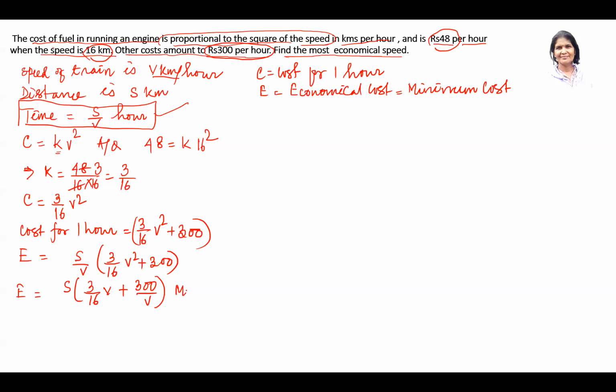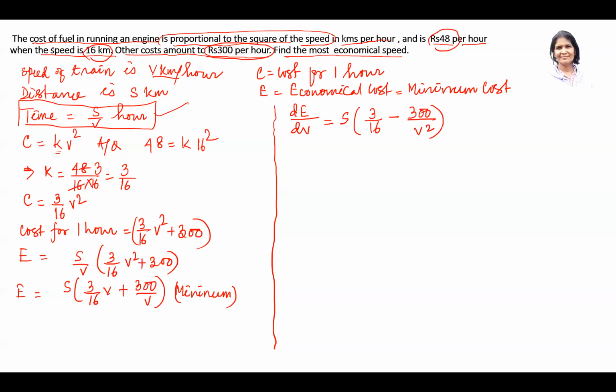This will be minimum. When this is minimum, its derivative is 0. So going for the derivative now of economical cost with respect to speed, is equal to S constant into 3 by 16, because V is 1, minus 300, and derivative of 1 by V is minus 1 by V square. So it will be negative this much. It is equal to 0 because E is minimum.